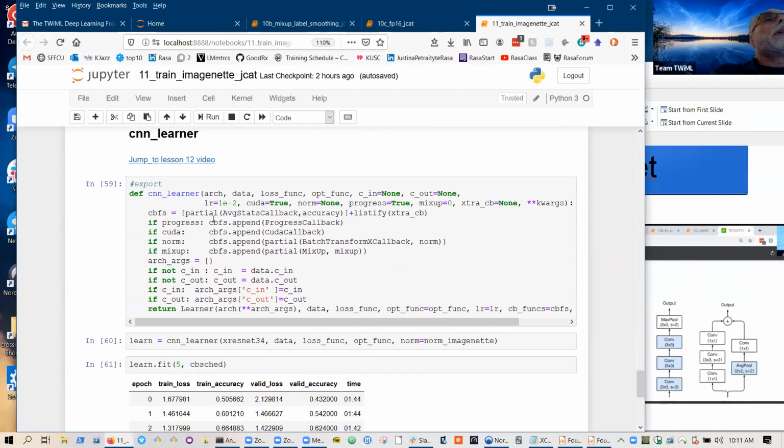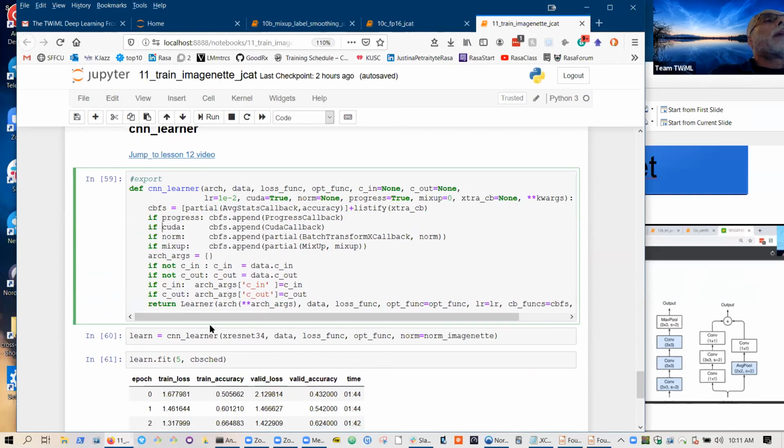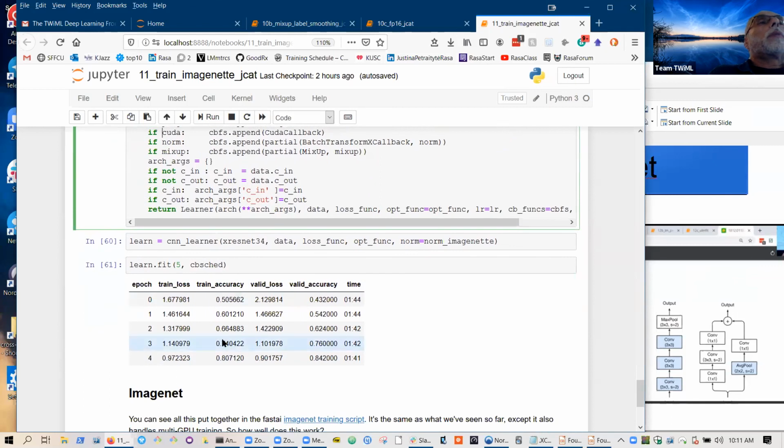But this is just for convenience. He puts all these things together in a more flexible format so that you can set all these switches. You can change the switches if you want a progress bar or not, if you want it on the GPU or not, if you want mixup or not, and so on. It builds the ResNet for you.